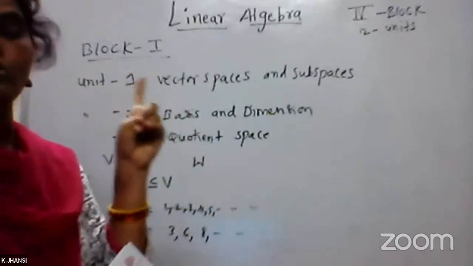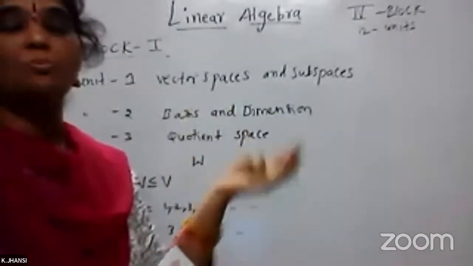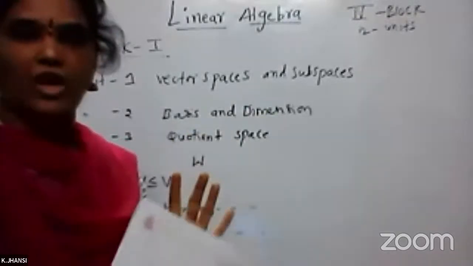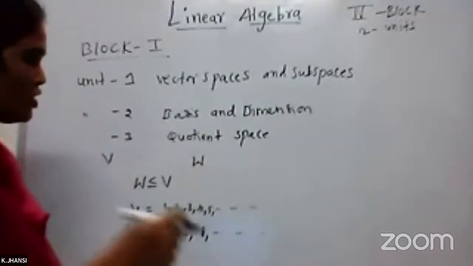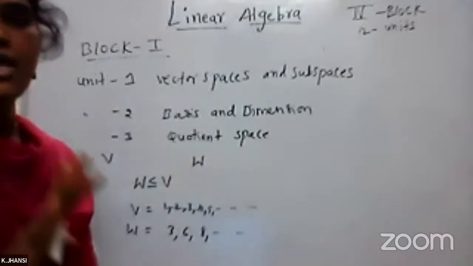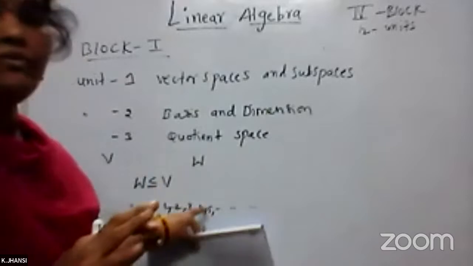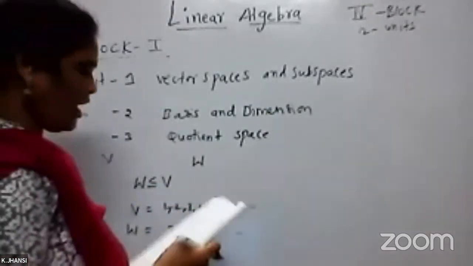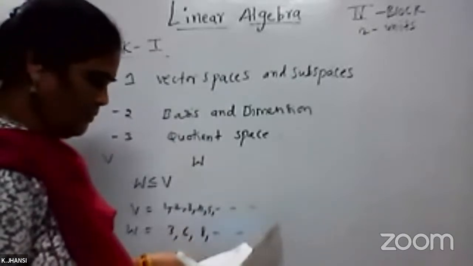First, you have to show it is an abelian group. Abelian group means again 5 properties will be there. 5 plus 4 means 9 properties we have to show. So instead of showing all those 9 properties, if just 2 properties are satisfied, then we can tell that W is a subspace of V. Those conditions are there in your textbook.